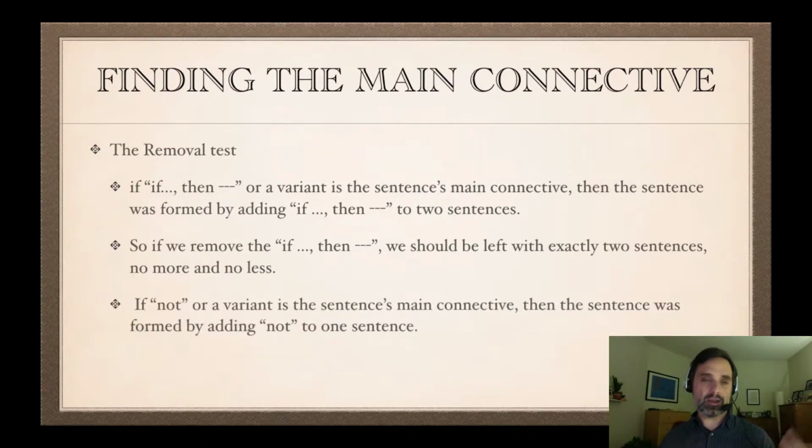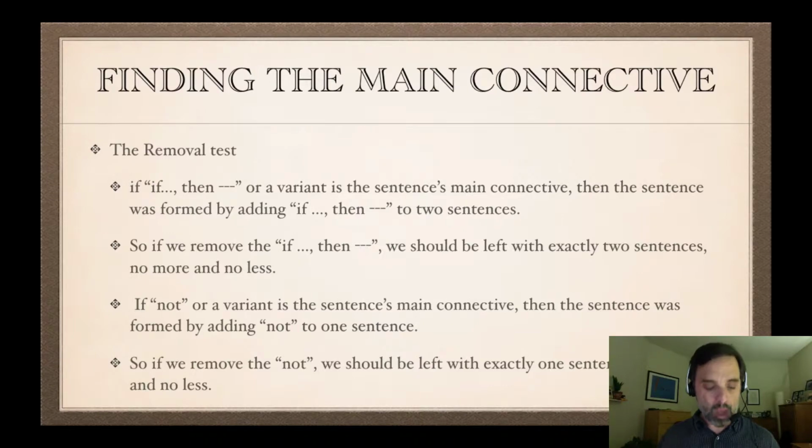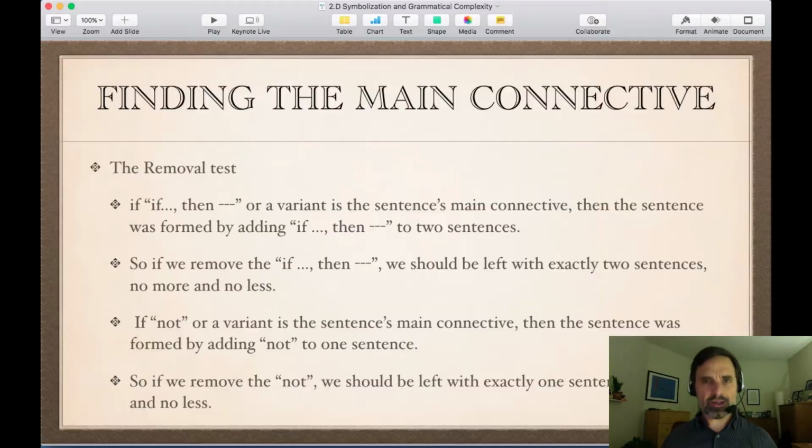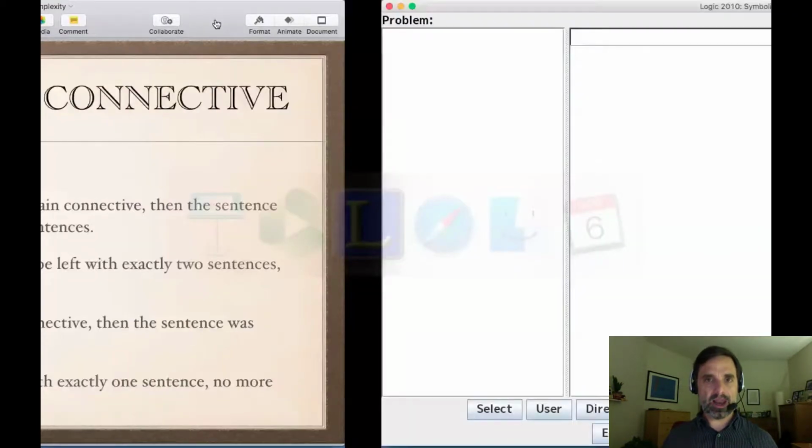And if you think the connective is a negation, well, how do you form a sentence with a negation? You take one sentence and add the negation. So if you remove the negation and it is the main connective, you should be left with exactly one sentence. Again, no more, no less. So let's look at some examples of this in action.